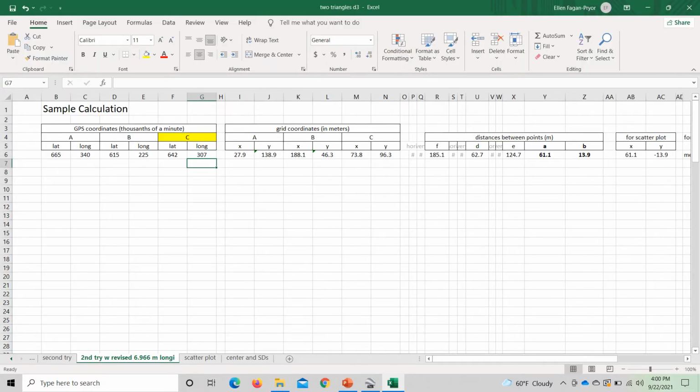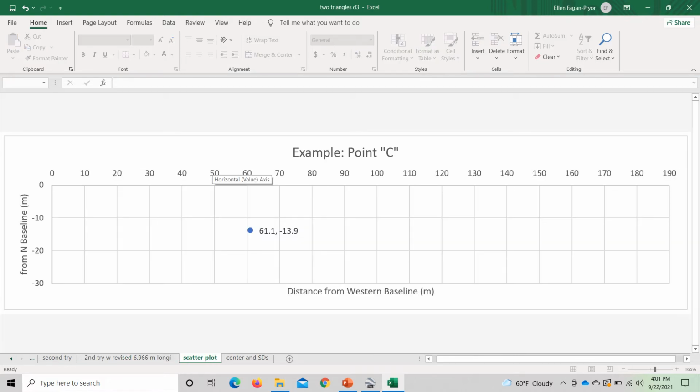I put this math to work by creating a spreadsheet that converts latitude and longitude coordinates into meters. The details are beyond the scope of this presentation. Suffice it to say that telling the computer the GPS coordinates allows it to calculate the distances in meters from baselines to the west, northwest, and the north-northeast of the mussel bed. For example, point C here is latitude 642 and longitude 307. The computer places that on an XY grid, 61.1 meters from the left and 13.9 meters from the top.